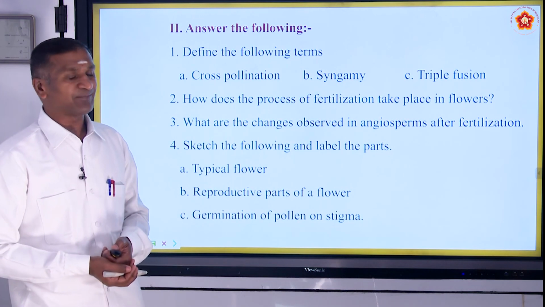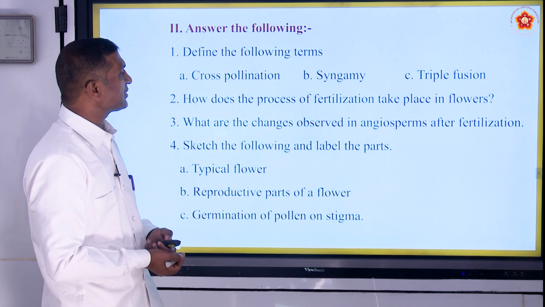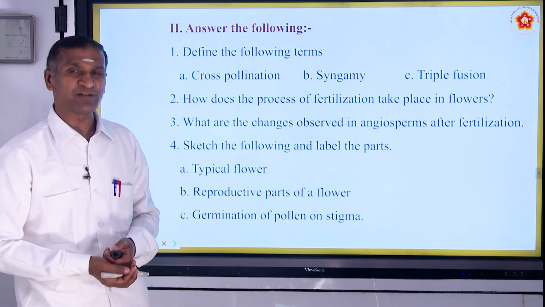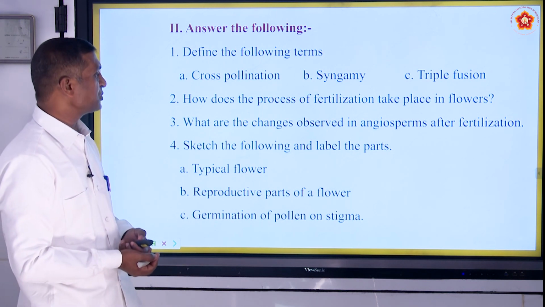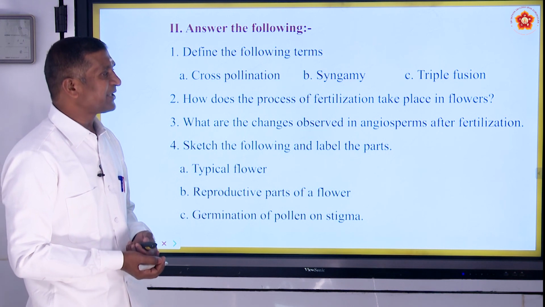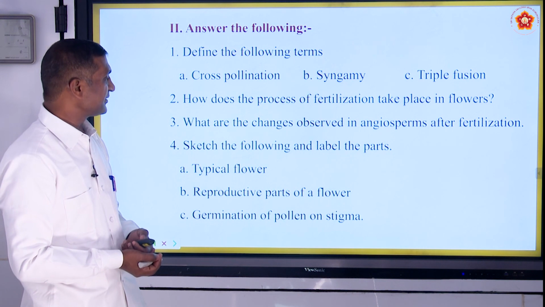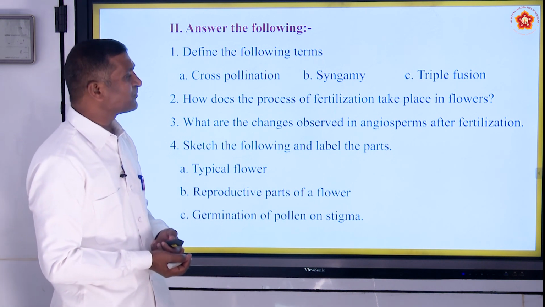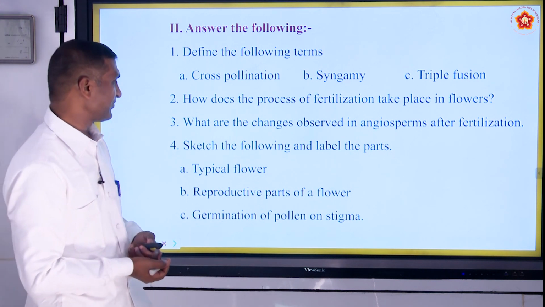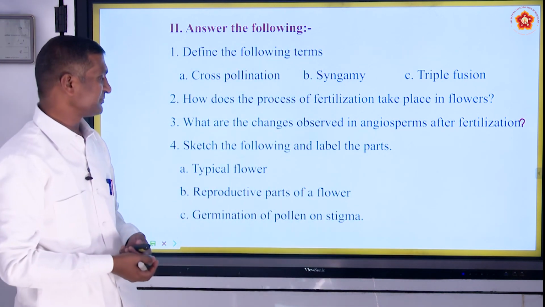Answer the following. The first question. Define the following terms: A. cross-pollination, B. syngamy, and C. triple fusion. The second question. How does the process of fertilization take place in flowers? Third question. What are the changes observed in angiosperms after fertilization? A question mark for your kind information.